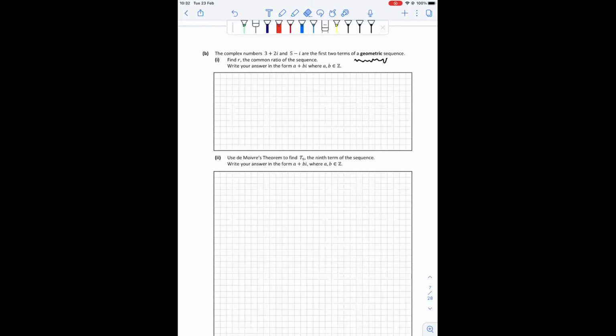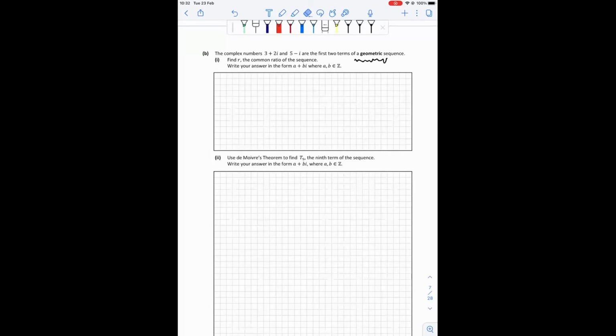Okay, so part B gives us two numbers, 3 plus 2i and 5 minus i, and they're telling us these are the first two terms of a geometric sequence. A geometric sequence is a sequence that has the same ratio. That means if I divide any two consecutive terms, the second by the first or the third by the second and so forth, I get the same ratio.